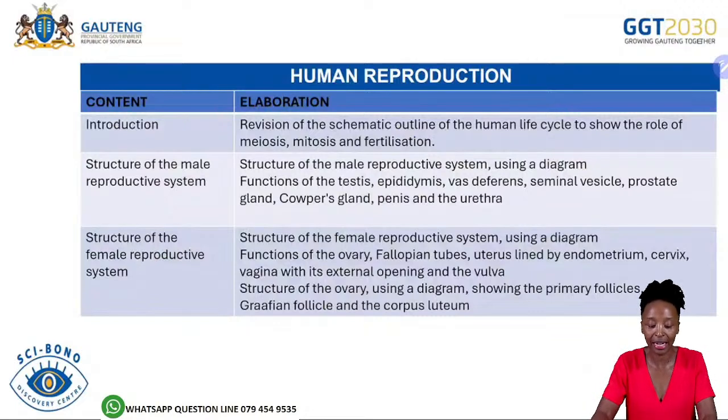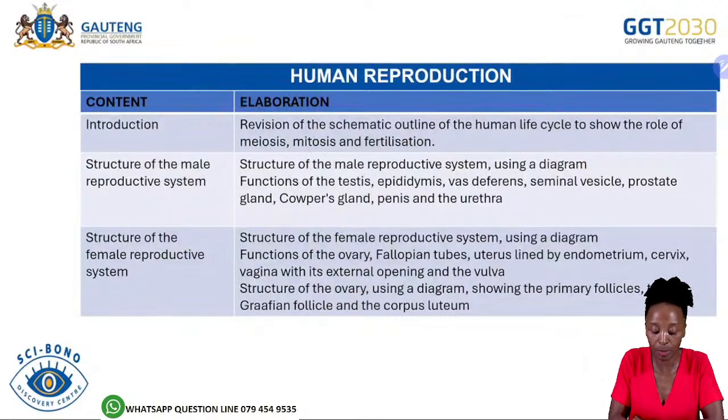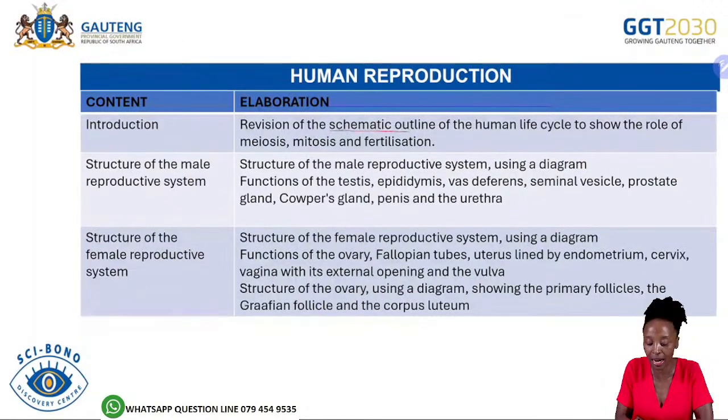So first things first again, with human reproduction, the content according to the exam guideline. Under the exam guideline, what is it that you must know on the first 2 things that I will be talking to you about? Remember, there's an introduction in your exam guideline where we are supposed to look at the schematic outline of the human life cycle. Why must we look at that? So that we look into the role of meiosis, the role of mitosis, and the role of what? Of fertilization in the human life cycle.